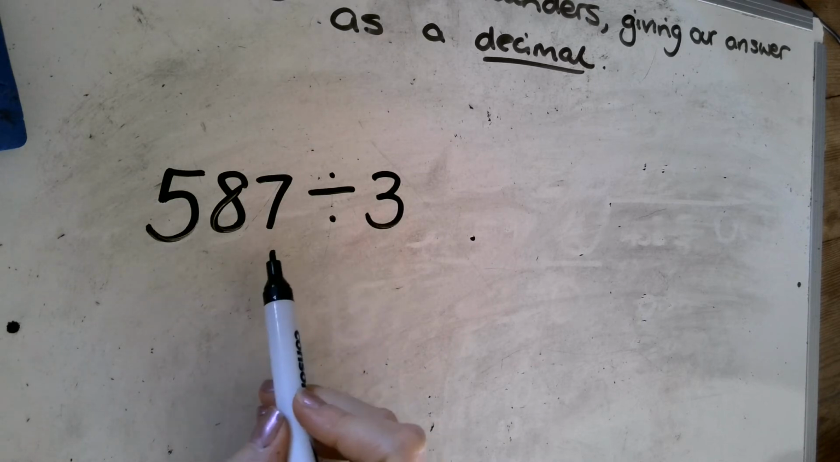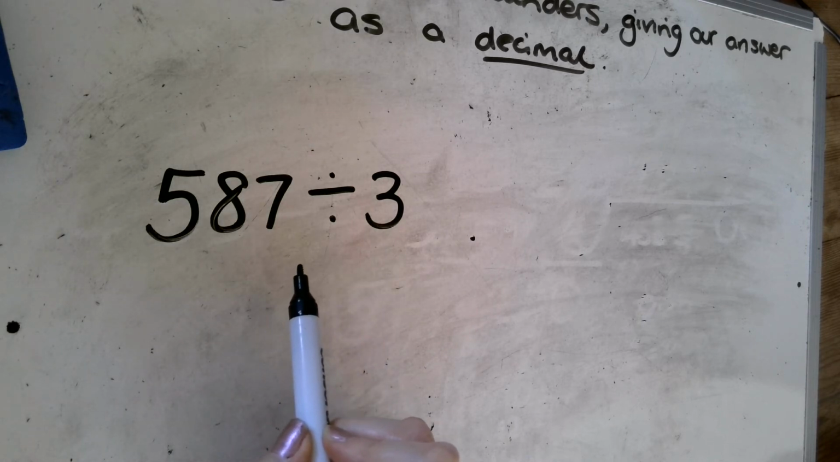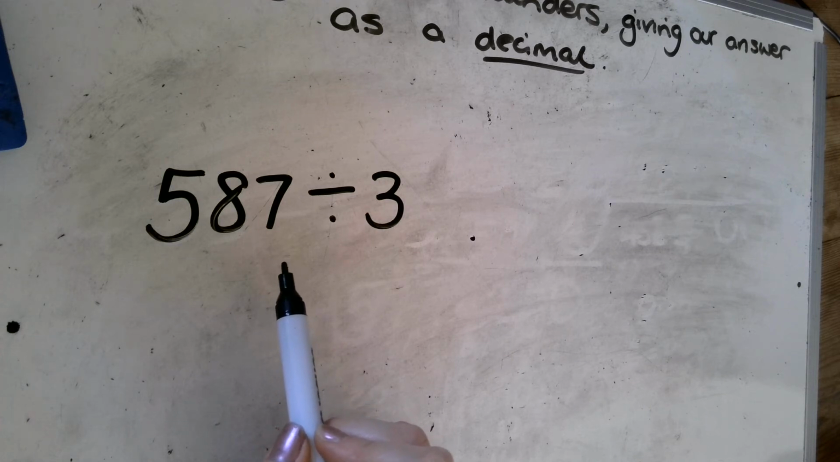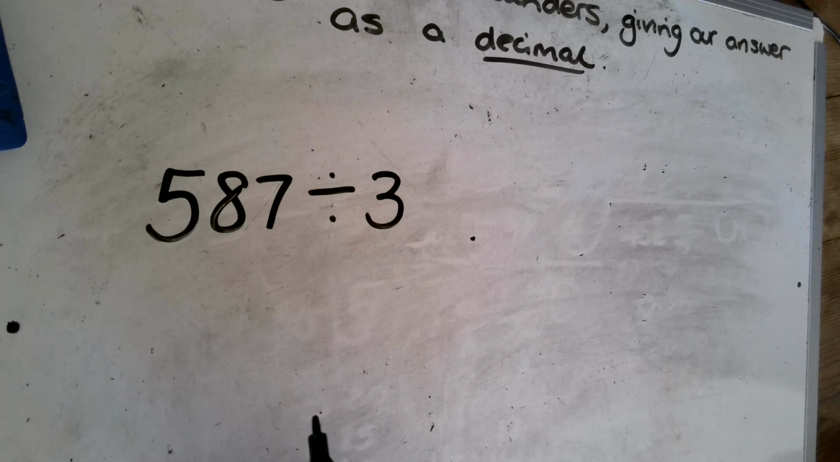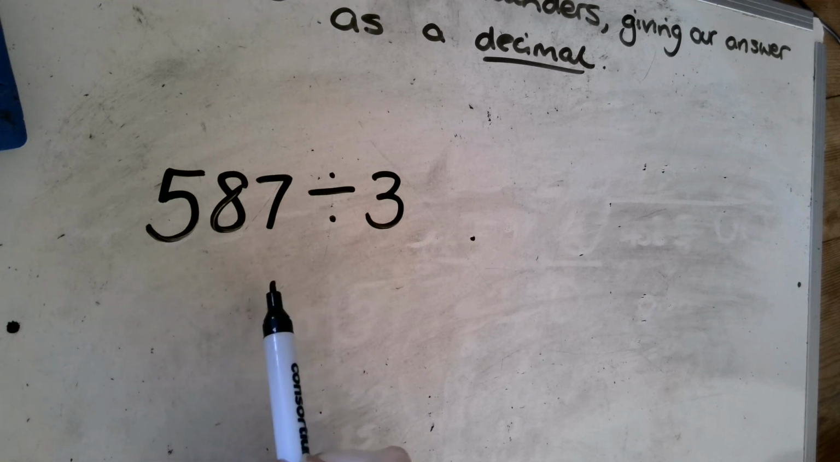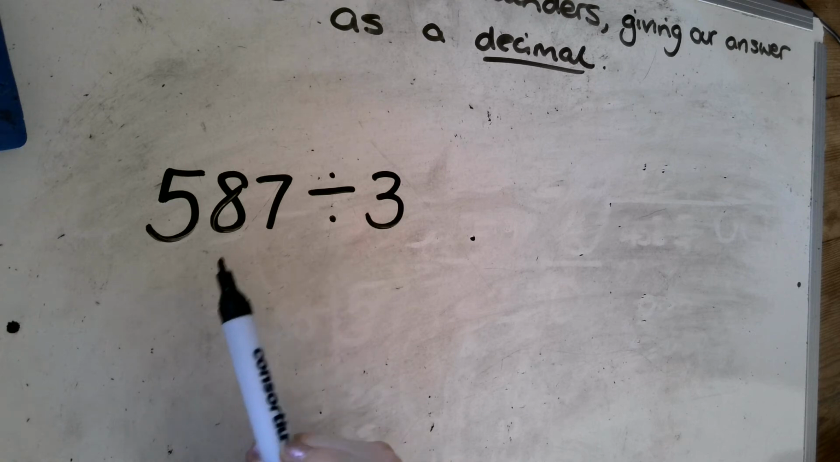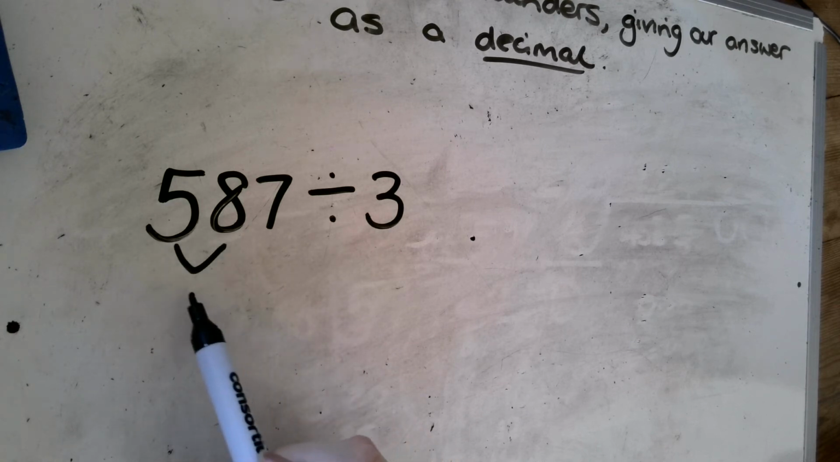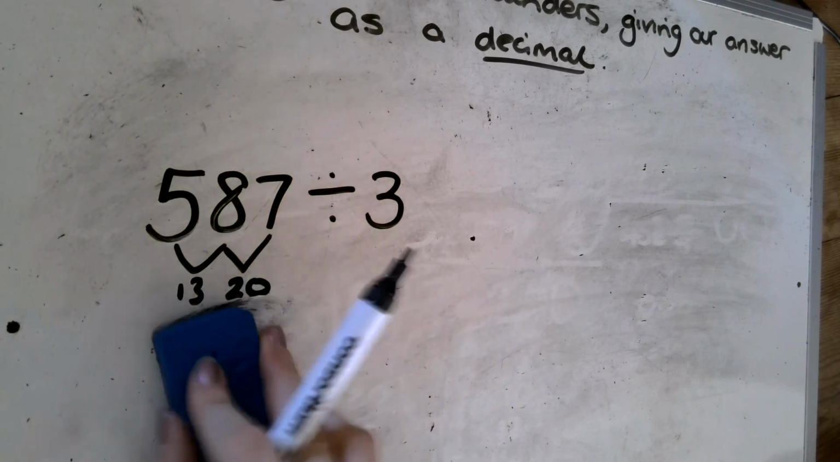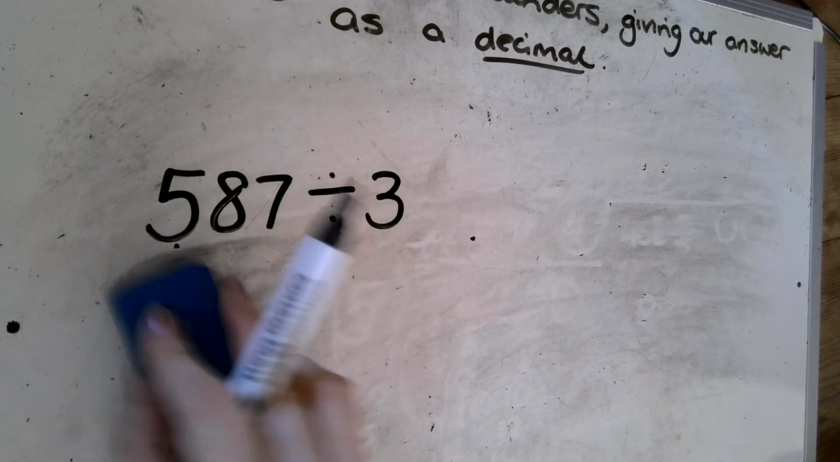Now, as a mathematician, I know there are some numbers in the 3 times table that end with a 7. 27, for example, 57. So this might divide by 3, but a little trick. If the digits add up to a number, 3, 6 or 9, that will tell you that it's divisible by 3. So 5 add 8 is 13. Add 7 is 20. And 2 add 0 is 2. So this number does not add up to 3, 6 or 9. So this is going to give me a remainder.